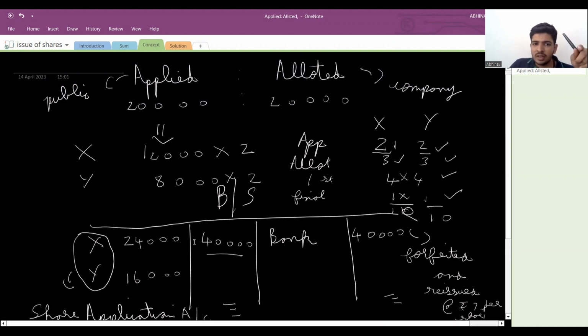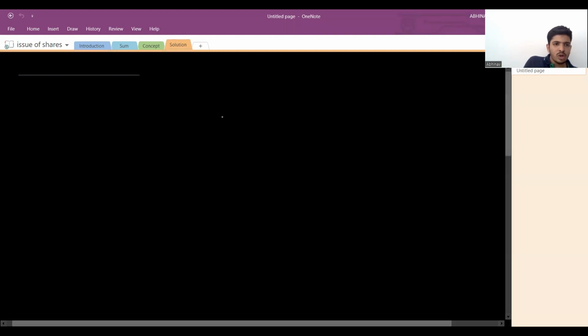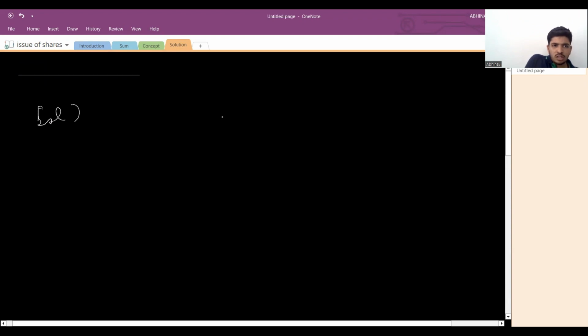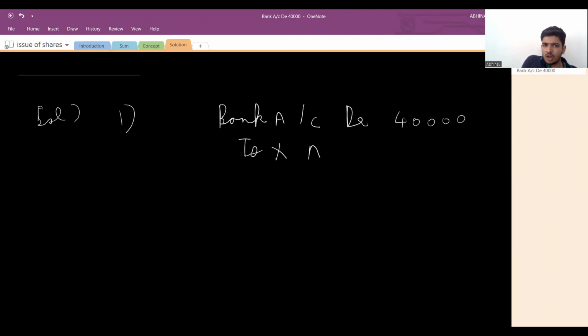Now, both sides are tallying. This is the first entry. Now let's go into journal entries. So what is the journal entry I told you? What is the first journal entry? This is the solution. The first journal entry is X and Y paid application money. Bank account debited. Totally 40,000 rupees came into the bank account of the company, and X account who paid 24,000 rupees. Since he's not the owner, his name is coming, he's an outside liability, and Y account 16,000 rupees.